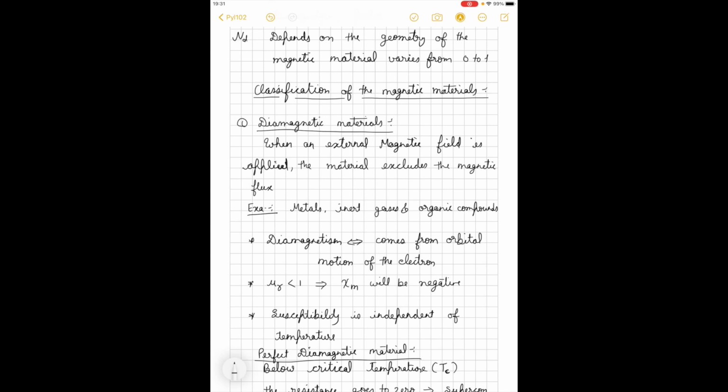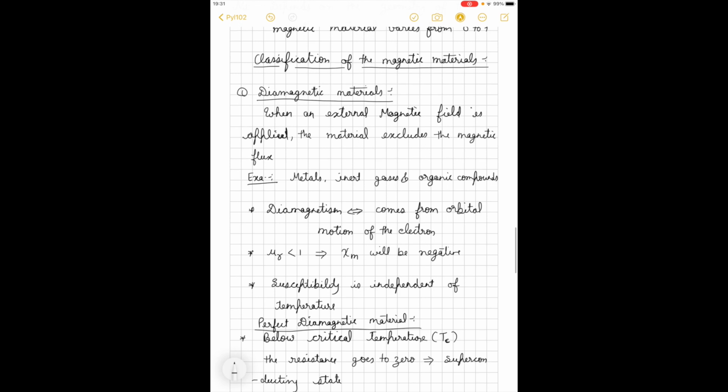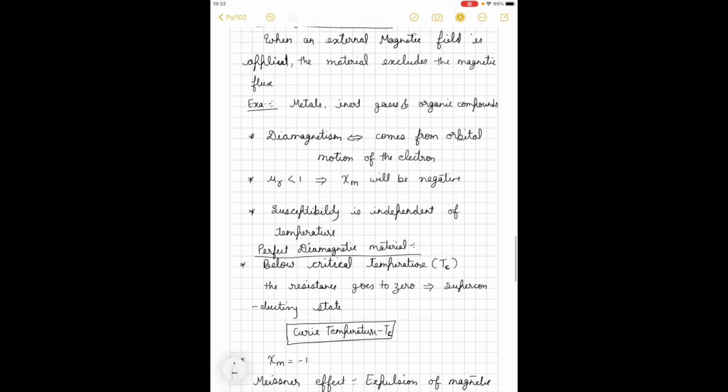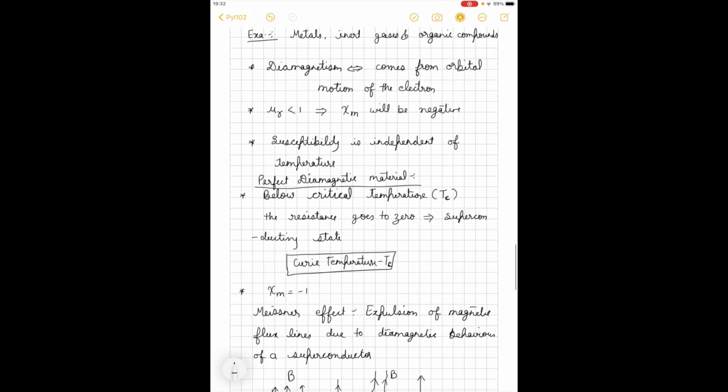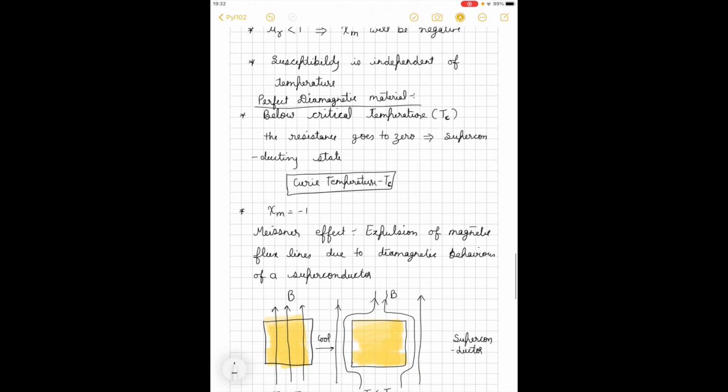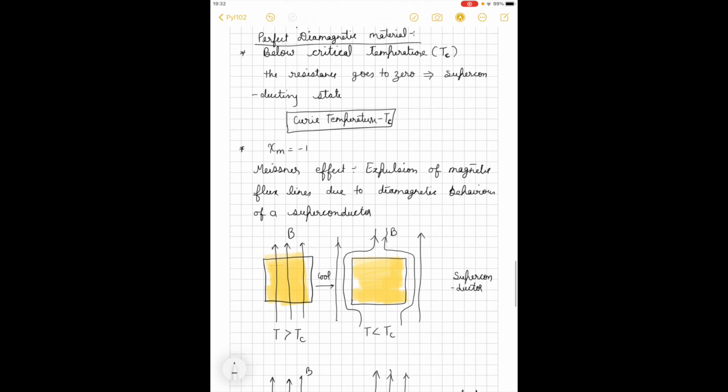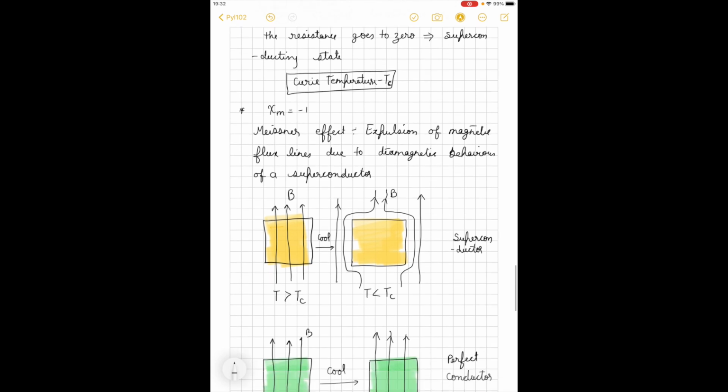Hi guys. In the last lecture, we were discussing the classification of magnetic materials. So basically, we have seen till now two kinds of materials. The first one is the diamagnetic material, where once you apply the external magnetic field, the material repels or excludes the magnetic flux, and there's something called perfect diamagnetic material, which is a superconductor because it expels all the magnetic field inside it and throws it outside. You see this figure, the yellow part, if that's a superconductor.